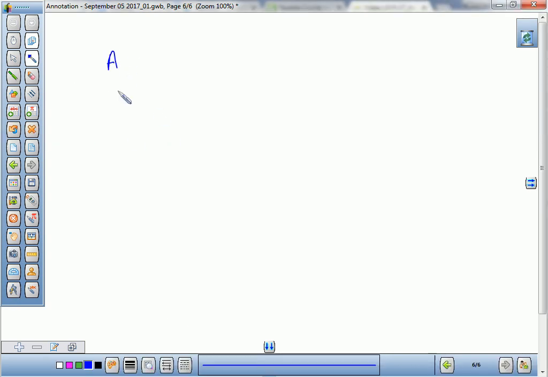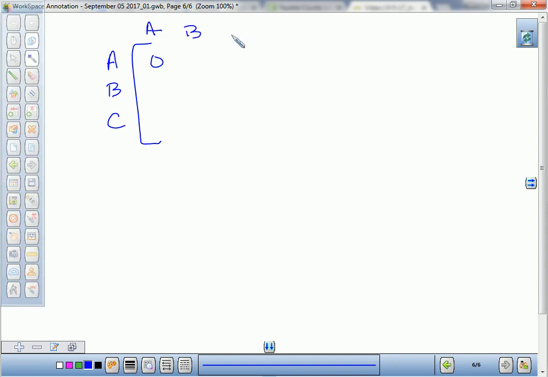Let's say we had, I'll just do a small one, A, B, C. And then we had the matrix: 0, 1, 1; then 1, 1, 2; and then 2, 1, 0.